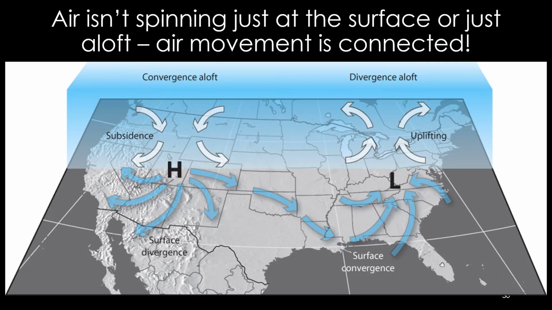We've been talking a lot about horizontal air movement or advection. We can also talk about vertical air movements. So air isn't just spinning at the surface or just spinning aloft. This air movement between the surface and aloft is connected.